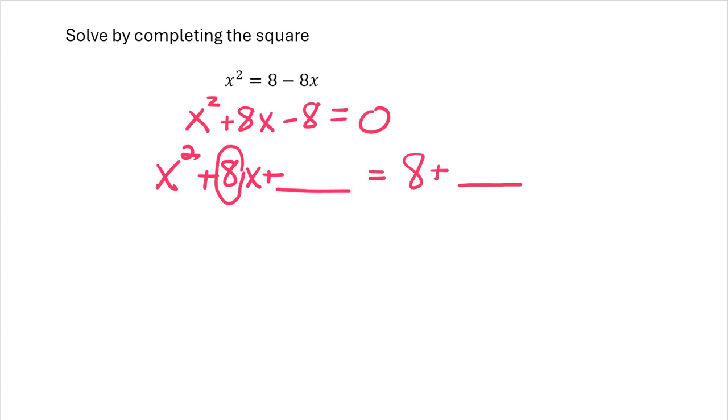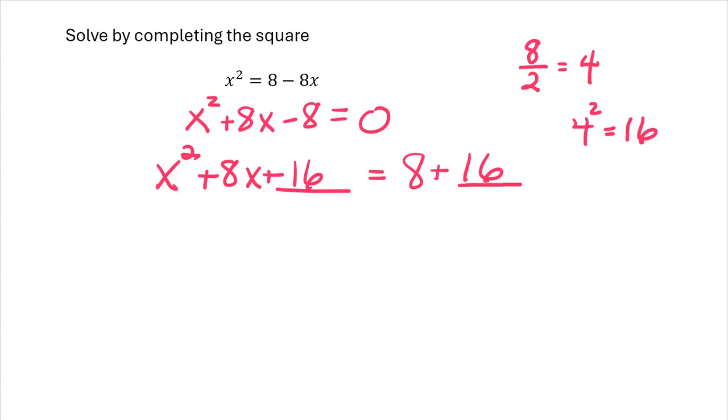The x coefficient is just the number that you are multiplying x by, which in this case is 8. So what we're going to do is divide 8 by 2 to get 4, and then square that to get 16. So we're going to add 16 on both sides of this equation. When we do that, we have now created a perfect square trinomial. This trinomial can be written as a binomial squared. This was our whole reason for adding 16 on both sides.